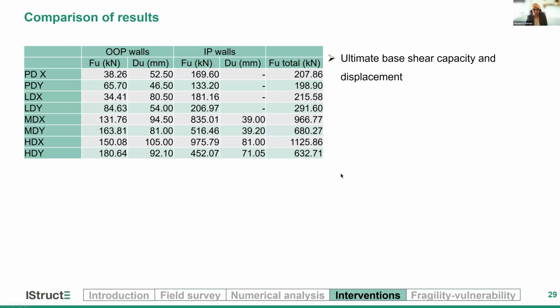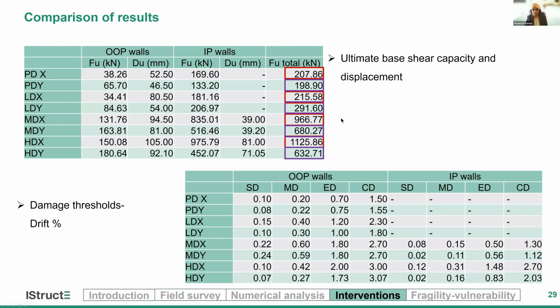So if we compile these results and see how they perform overall, improving the design level from poor to high, we see that there is a steady improvement in the total base shear capacity. And when we look at the performance thresholds, we see that in the first two cases, the poor design and the case where we just improved the connections, let's call it the low design case, the in-plane walls are not participating in the nonlinear range at all. So we have ignored them in this analysis.